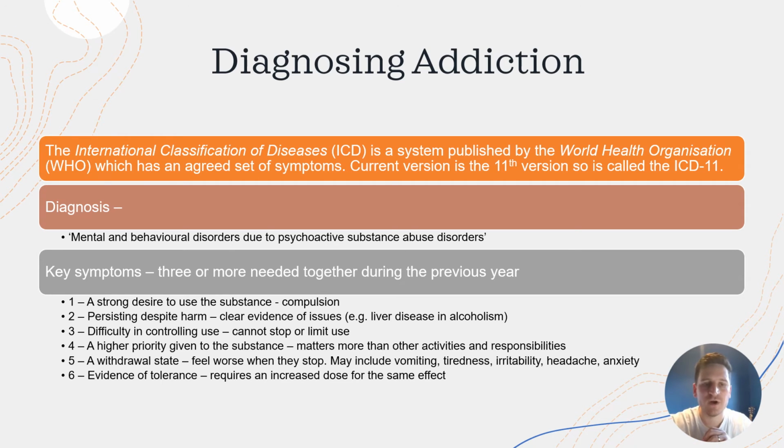So first, a strong desire to use the substance. So compulsion, you feel like you're maybe not in control of it. Persisting despite harm, so you know that whatever you're doing is causing you harm, but you're still doing it. So you know that there's evidence that if you carry on drinking, it's going to hurt your liver, but you do it anyway. Difficulty in controlling use, so if you're told to cut down or limit it, you can't do that. And a higher priority given to the substance over the other things, so you might give up other pleasurable activities, you might have had hobbies that you don't do anymore, you might not be going to work or school because the substance is meaning that you're more interested in that.